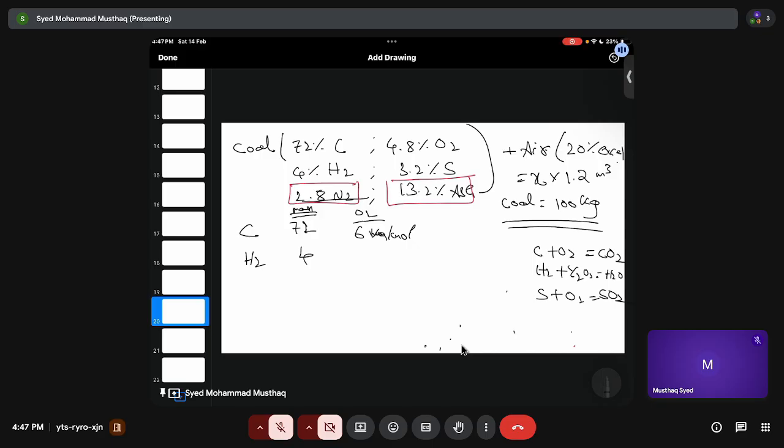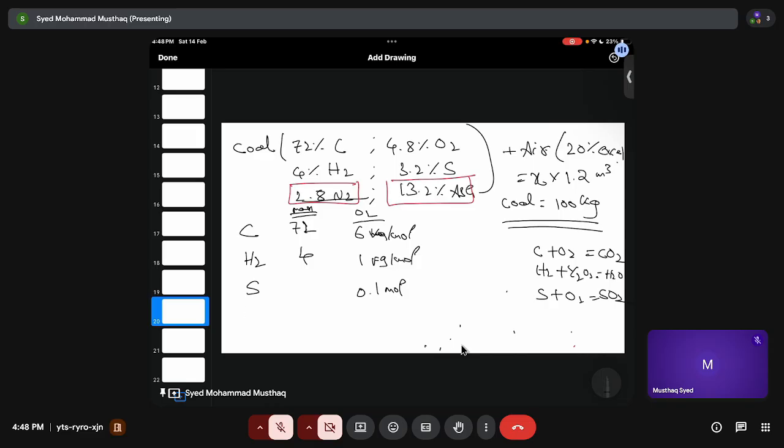2 moles means half, so that is 1 mole. 1 kg per mole required. Now sulfur is how much? 3.2, so that is 32 kgs. Oh, 3.2, right? So it is 3.2 kgs. Molecular weight is 32, then that should be 0.1 mole. So 0.1 mole will require 0.1 mole.